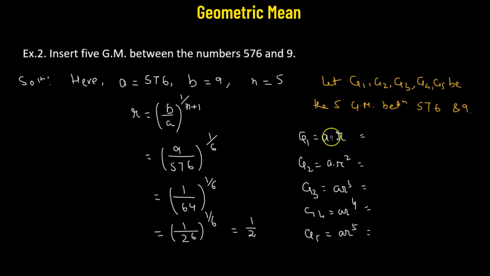So we have G1, the first term 576 multiplied by half, so that's 288. Then, all we have to do is take the previous term and multiply by the common ratio to get the next term. So half of 288 is 144, half of 144 is 72, half of 72 is 36, and half of 36 is 18. So we have obtained the 5 geometric means that have been inserted between 576 and 9.